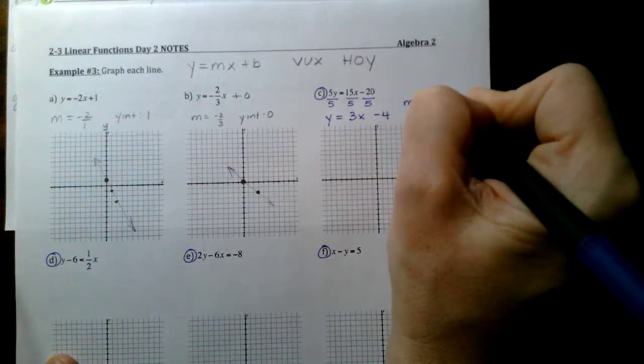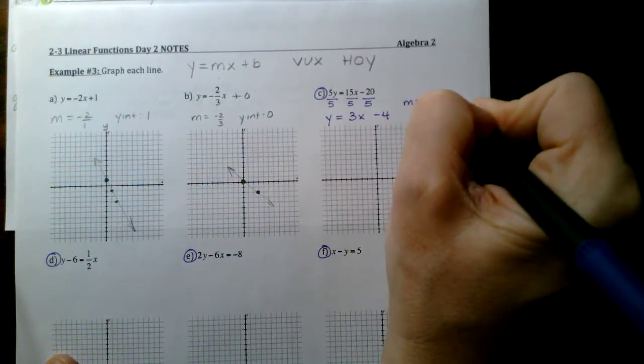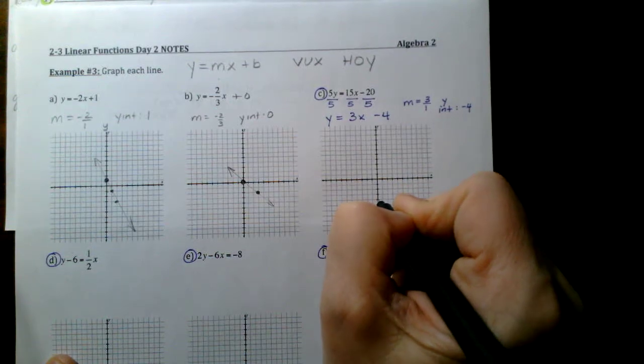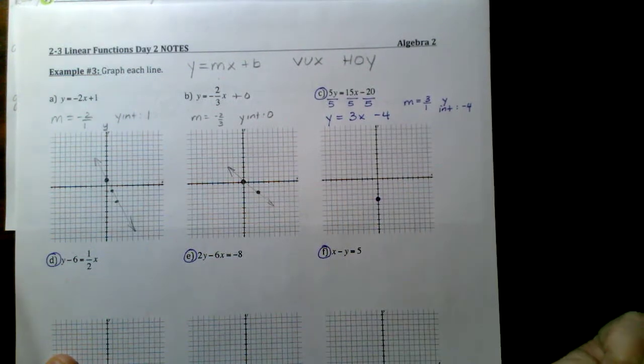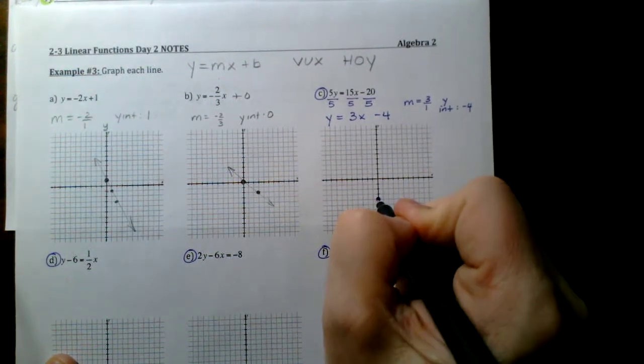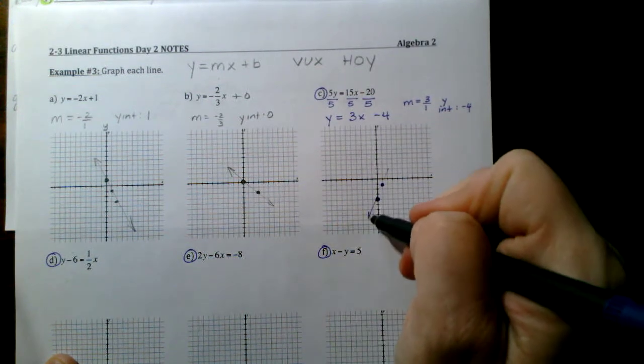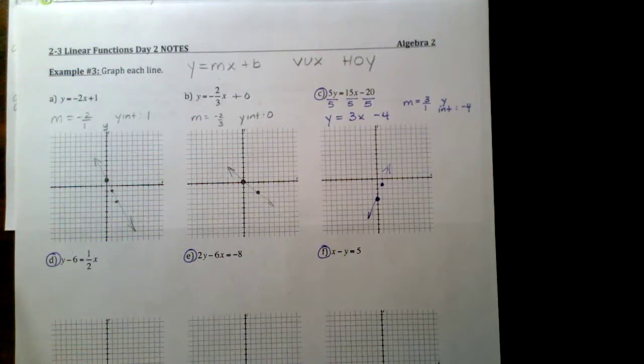So m is 3 over 1. And my y-intercept is going to be negative 4. 1, 2, 3, 4. Count up 3, 1, 2, 3 over 1. Connect. And we're good.